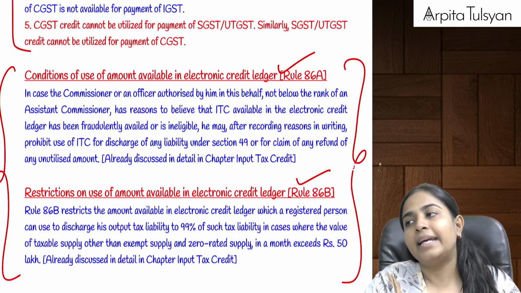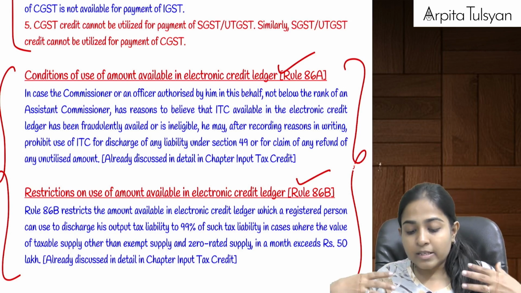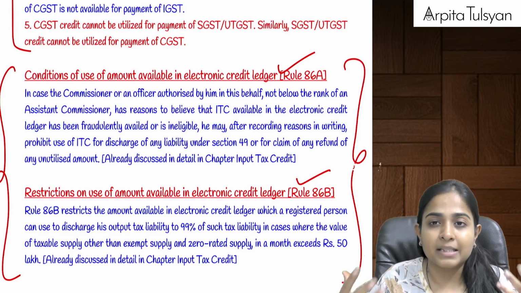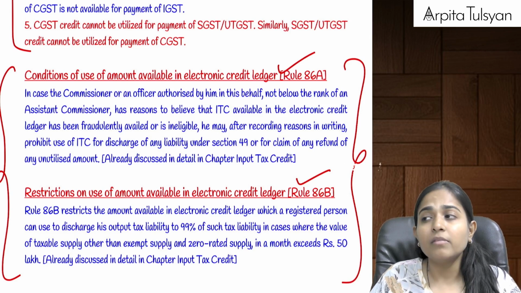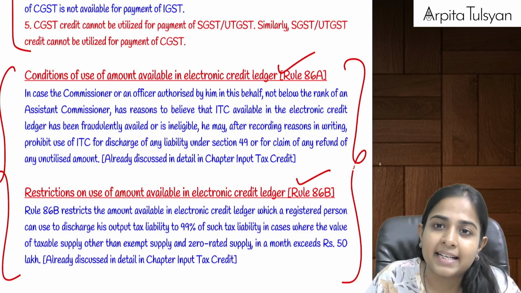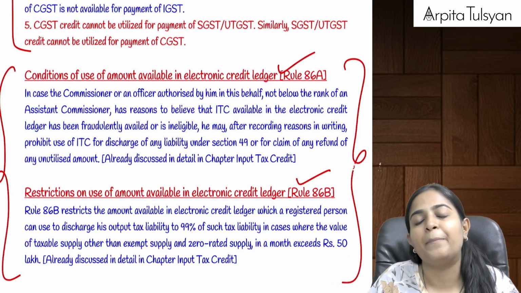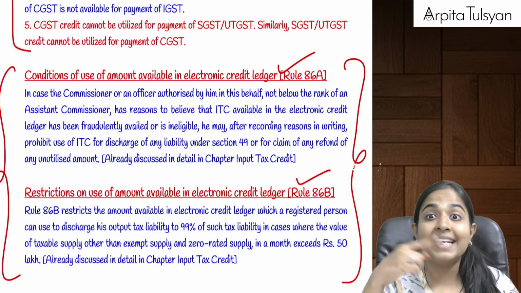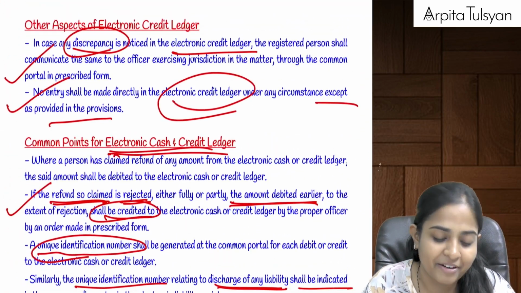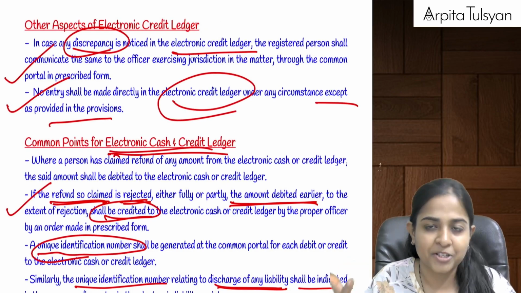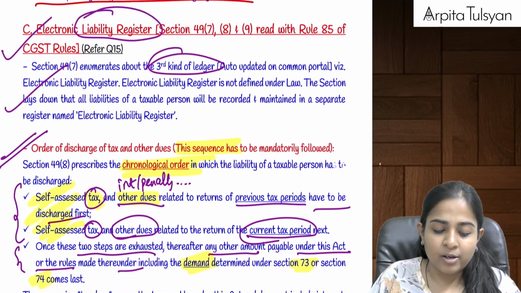And similarly, in rule number 86B, we had seen that if you are such a person whose value of taxable supply, that is other than exempt supply and zero rated supply, in a month exceeds rupees 50 lakhs, then at least 1% of your output tax liability you have to compulsorily pay by electronic cash ledger. 99% can be paid by utilizing the credit ledger, but at least 1% should be paid by way of cash ledger. We had exceptions that we had already studied in our input tax credit chapter. Are you clear with this?